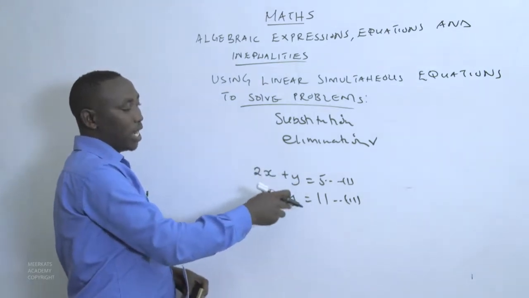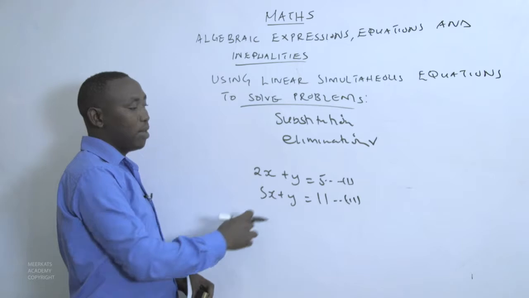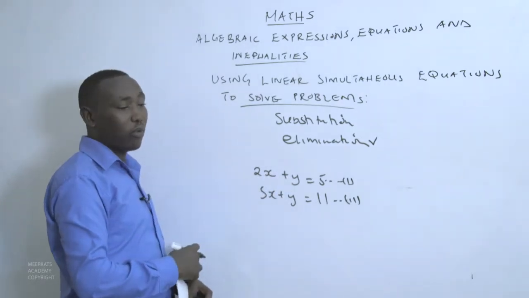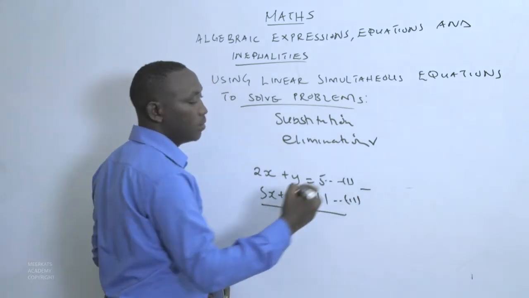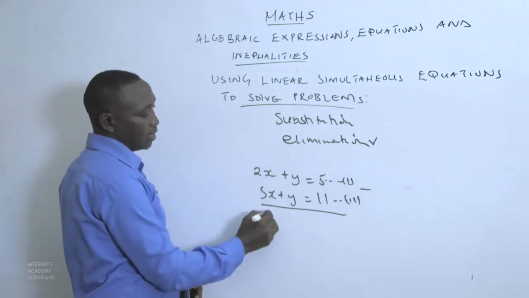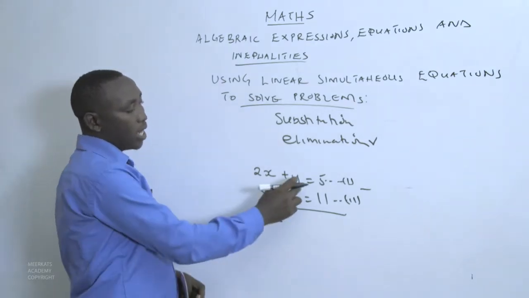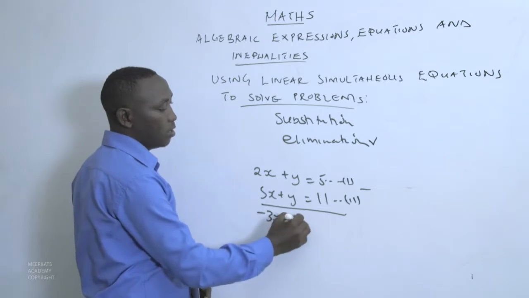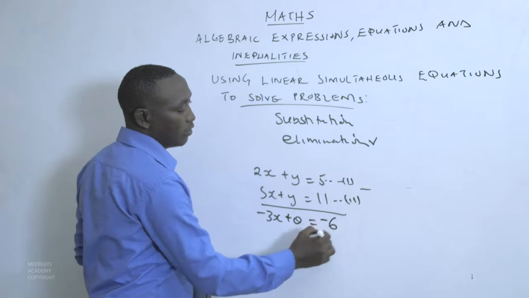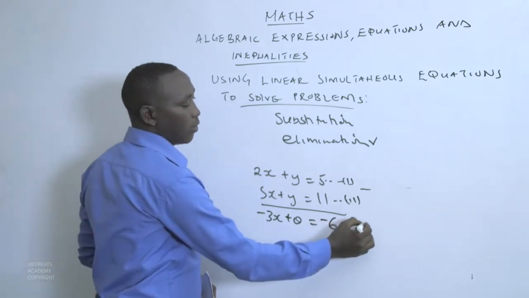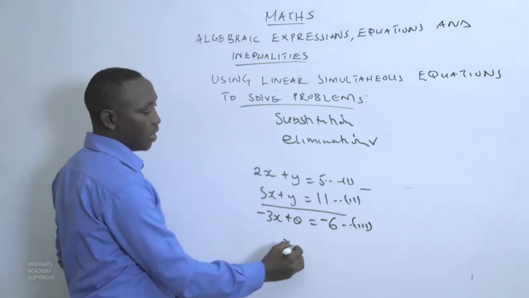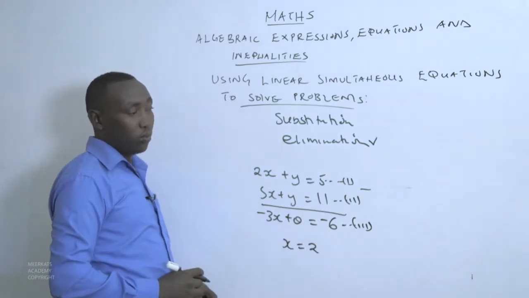Now, for us to be able to eliminate this y, because the sign is positive, we are going to subtract equation 2 from equation 1. When you subtract, 2x subtract 5x is negative 3x. y subtract y, you will get 0. Then 5 subtract 11, you will get negative 6. This is our equation 3. If you solve this equation 3, it will give you the value of x to be 2.